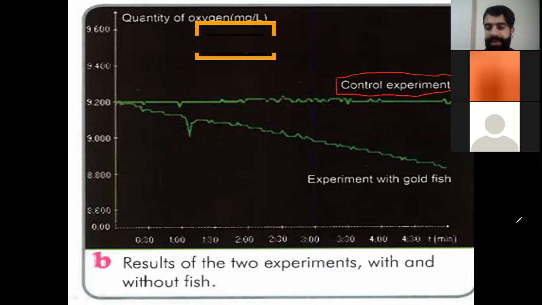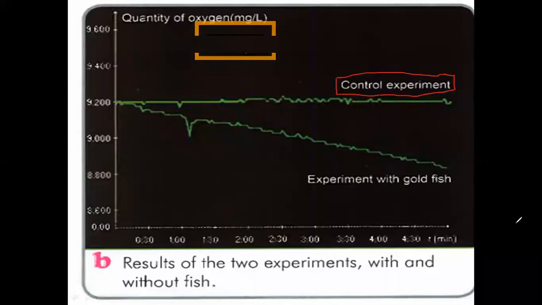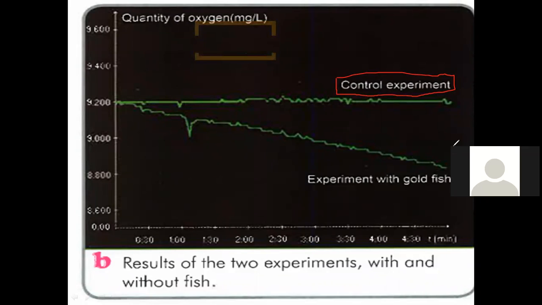Shall I choose? I'm going to choose. Let's move to Adam Hashashi. Good morning, Adam. Can you do the analysis for the control experiment? Yes. Time zero. Excellent. The quantity of oxygen gas in the control was 9.2.